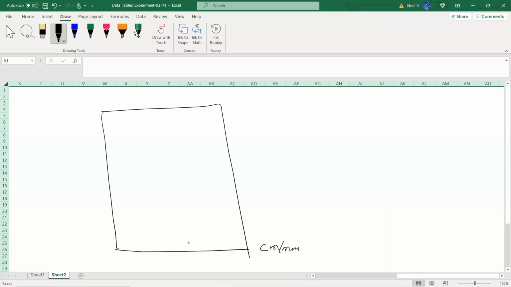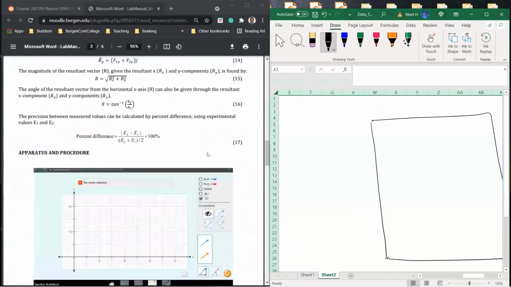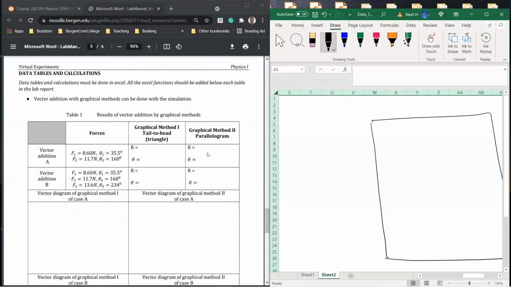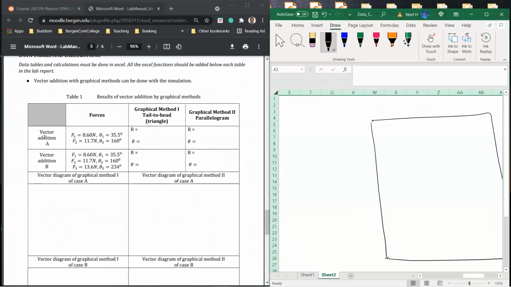Let's say, for example, I want to draw a vector here. Let's take an example from our table, so let's go into the two given examples right here. Case one is asking me to add these two vectors, right? Vector 1 is 8.6 Newton at angle 35.5, and vector 2 is 11.7 Newton at angle 160.